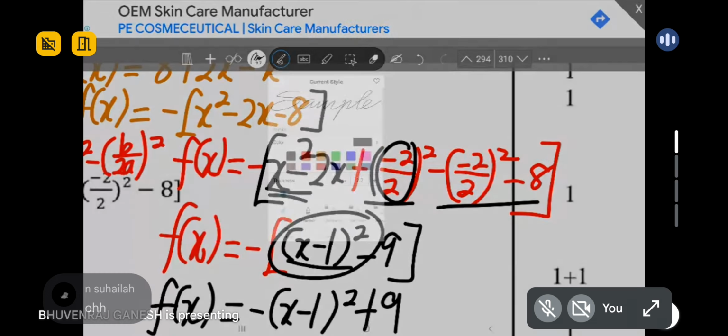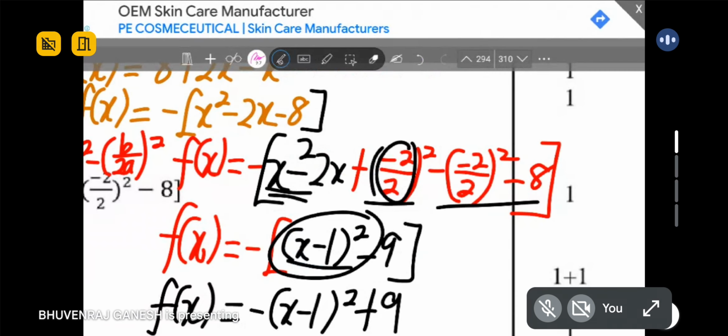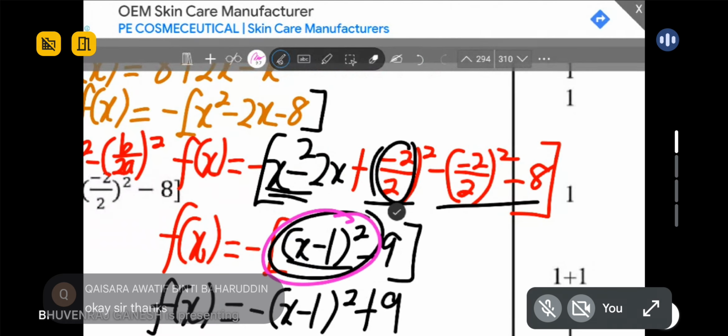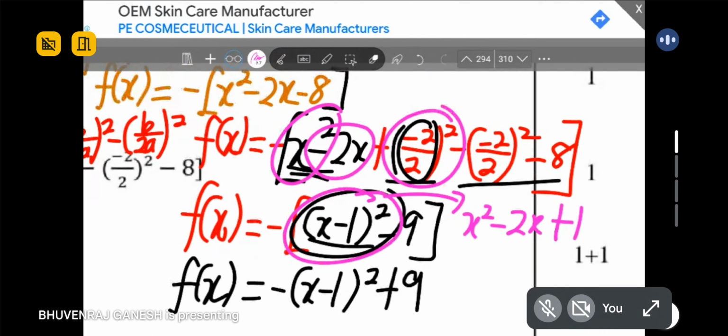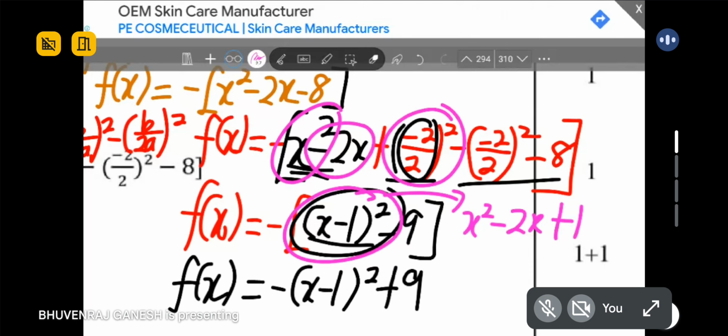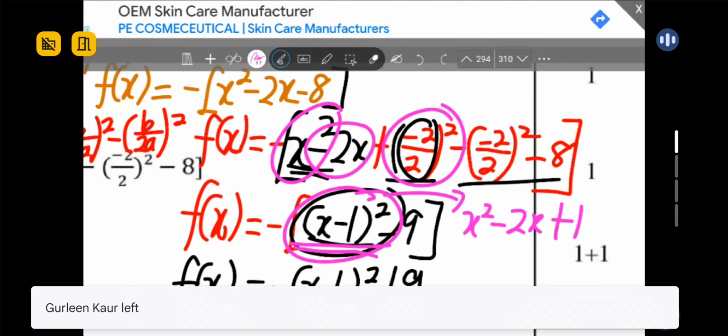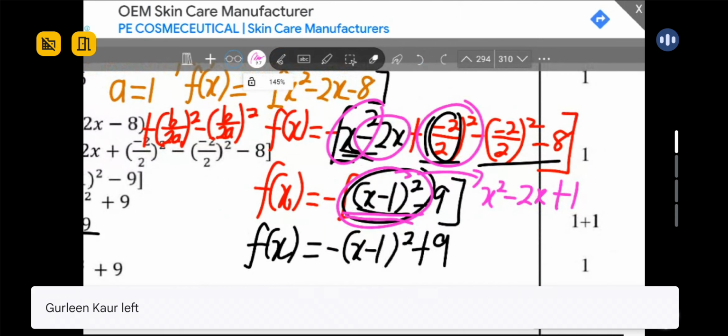If you guys don't believe me, you just expand this lah guys. Cuba kembangkan yang ni. Dapat apa? You get x square minus 2x plus 1, right? x square minus 2x plus 1. Same. Sama kan? Means that correct lah. Betul. Faham tak? So you can check and see whether your answer is correct. Just expand this one. Check back. Do you get the same answer on top or not? Jawapan sama tak? That's all. You will know whether you do correct or wrong.